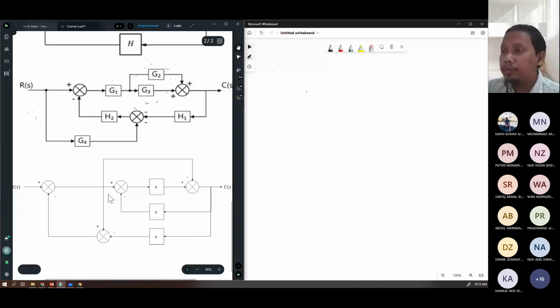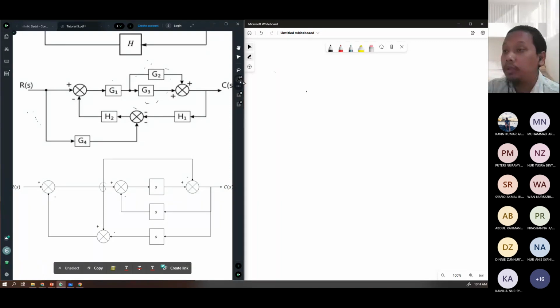So here in this block diagram, first we need to find, as usual, the arrangement in cascade, parallel, and feedback. From here, there are no cascade, parallel, and feedback arrangements. So we need to start thinking about shifting the pick-off point. If we want to shift the pick-off point, the only pick-off point that we can shift is this point here.